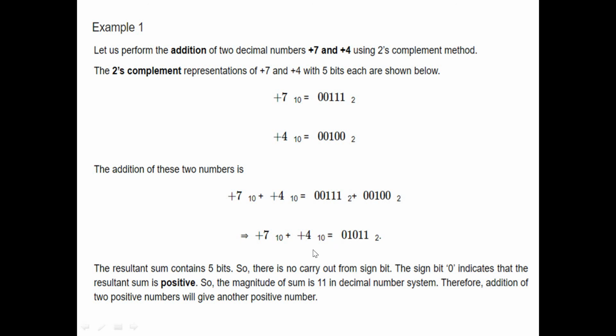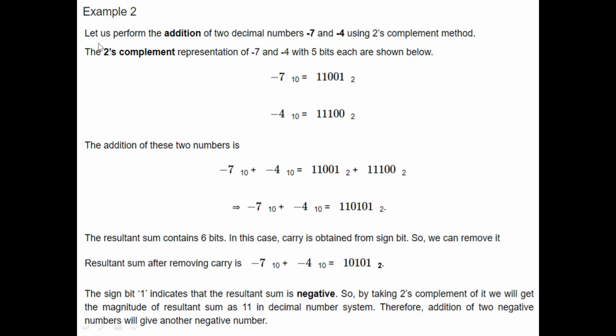No carry is generated, so the magnitude is a positive number. The magnitude of the sum is 11 in decimal. Therefore, addition of two positive numbers gives another positive number. Now the second case, example 2. Let us perform the addition of two decimal numbers, both negative: minus 7 and minus 4, using the 2's complement method.